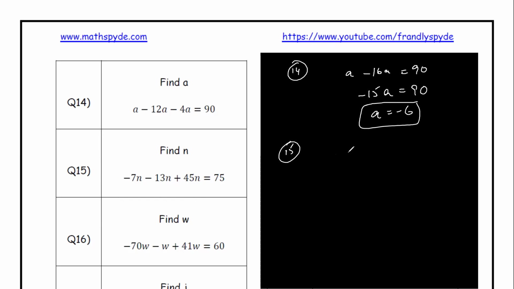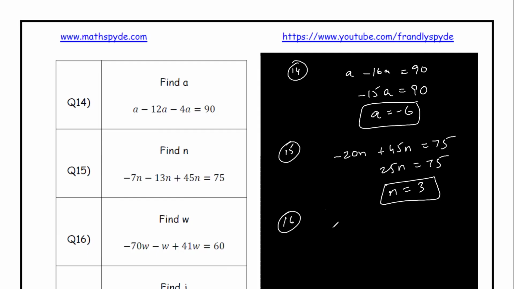7n minus 13n is negative 20n, plus 45n is equal to 75. So that's 25n is equal to 75. And I know that 75 is 3 times 25, so n is equal to 3.